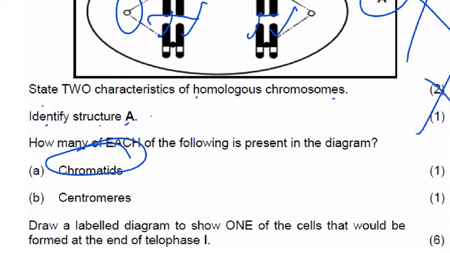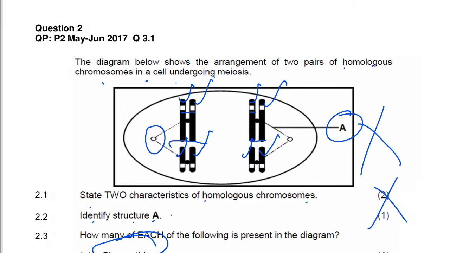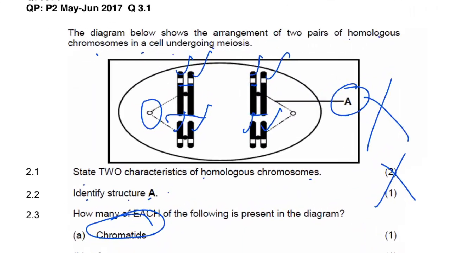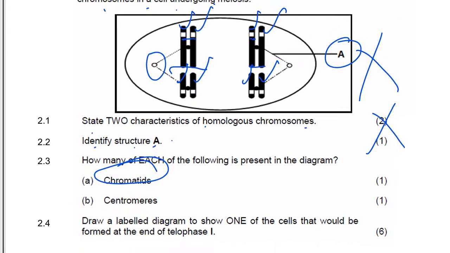So there are 8 chromatids, because each chromosome is made up of 2 chromatids, not 1. Then they're saying how many of each of the following are present. The moment they start asking how many of each of the following, students will go off. Centromere. How many centromeres do we have? Each chromosome is made up of 1 centromere. You understand? So each chromosome, 1 centromere.